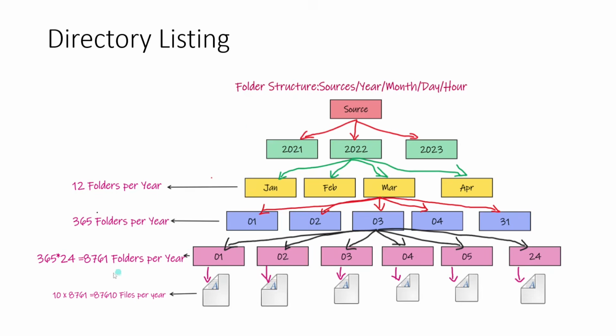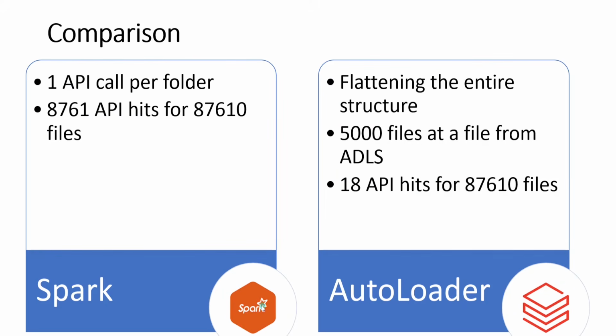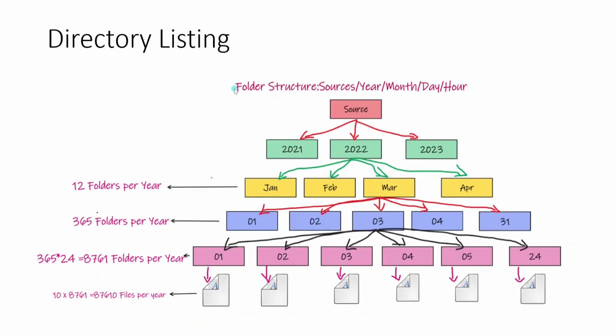in order to process these files, from the root folder down to the lowest folders, let us assume we are going to use Spark structured streaming in one use case, and we are going to use AutoLoader in another use case. Then we are going to compare. As per Spark structured streaming, it has the concept of one API call per folder in order to process the newly added or modified files, so it will send one API call per folder.